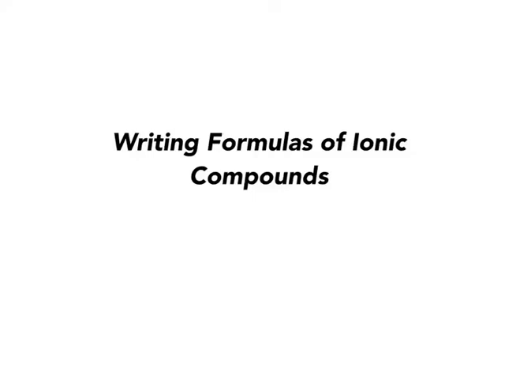Alright, in today's short video, we're going to talk about how to write formulas of ionic compounds. The first method we're going to use is the crisscross method. This is very useful when you have monatomic ions. So here we have aluminum 3 plus and an oxygen 2 minus.